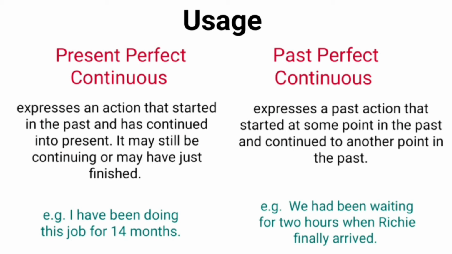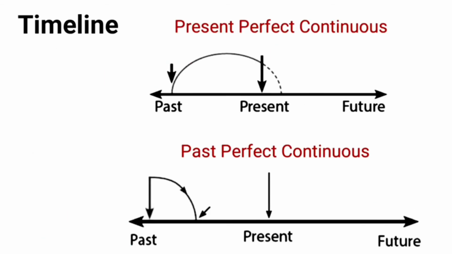To be more clear, let's have a look at the timeline of the two tenses. In the timeline of present perfect continuous tense, action is started in the past and it continues to the present. It may still be continuing, while in past perfect continuous tense, action is started in the past at some point and it continues to another point in the past only. It is not touching the present.